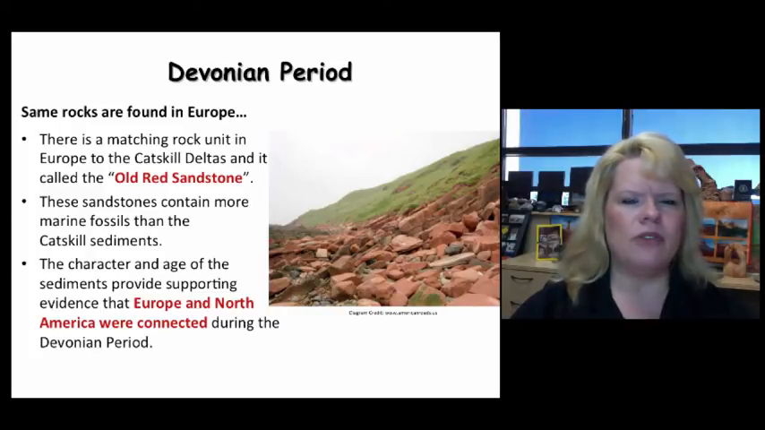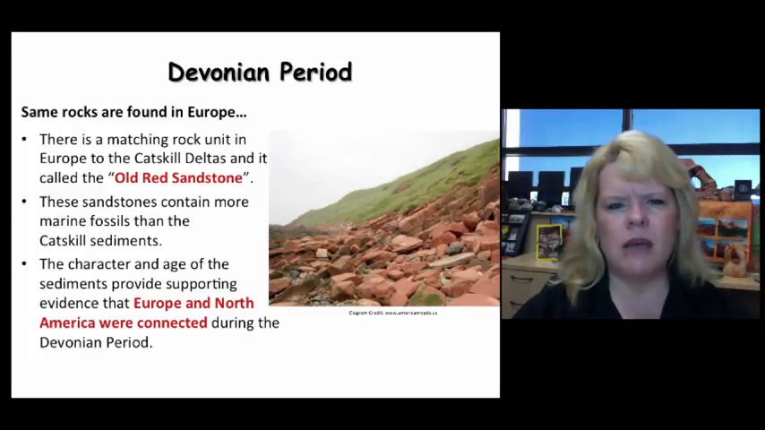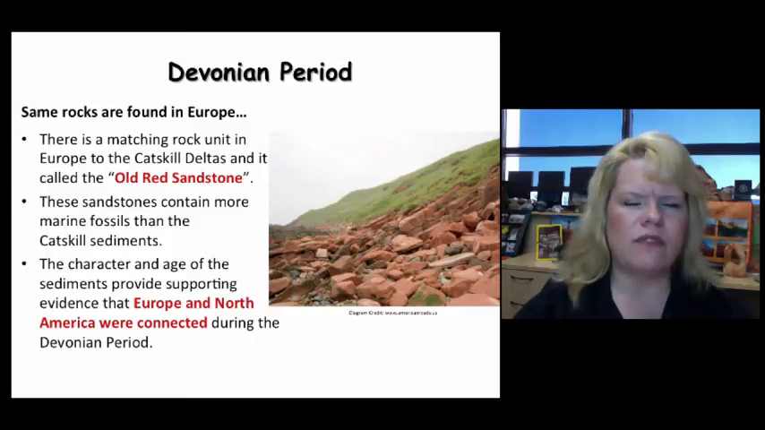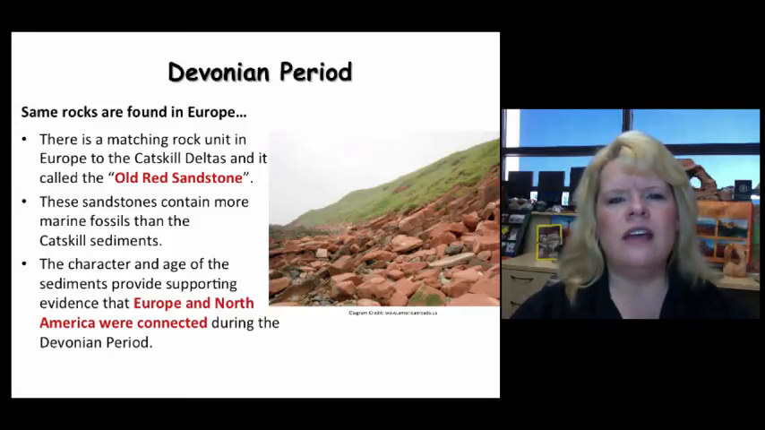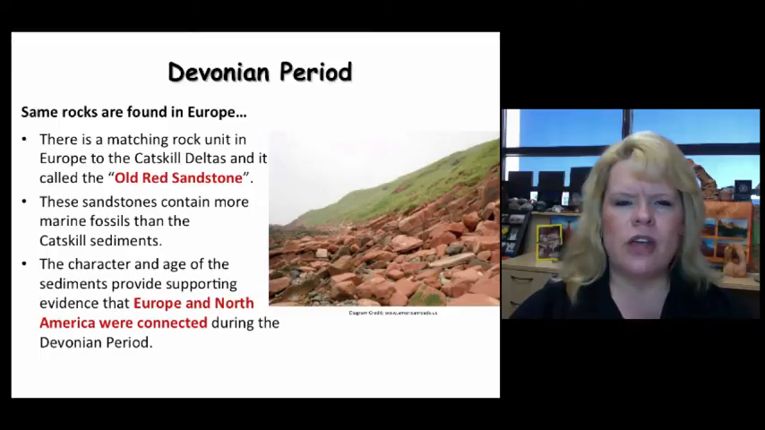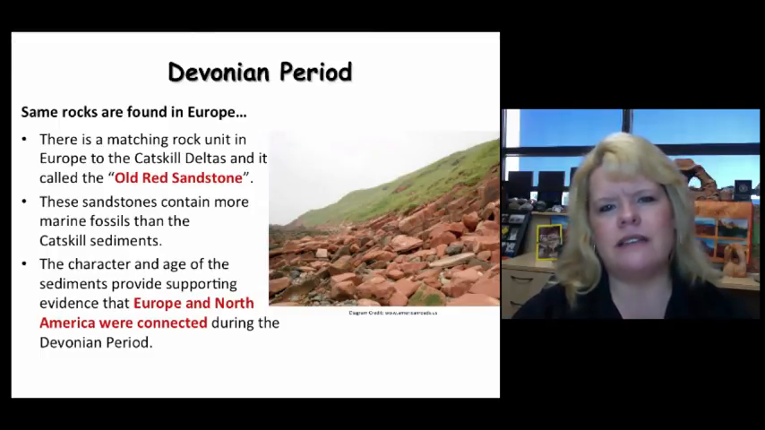They're the same age, the same chemistry, the same type of rock. They share the same coloration. They're the same thing. So that's a piece of compelling evidence that suggests that Laurasia or Laurentia had actually come together and joined at the hip.